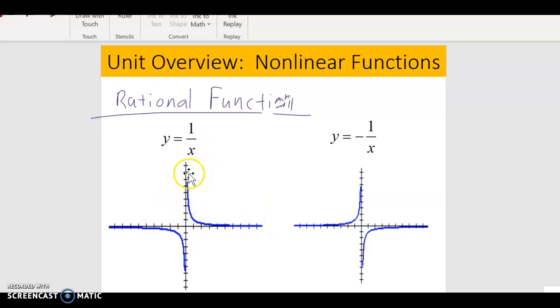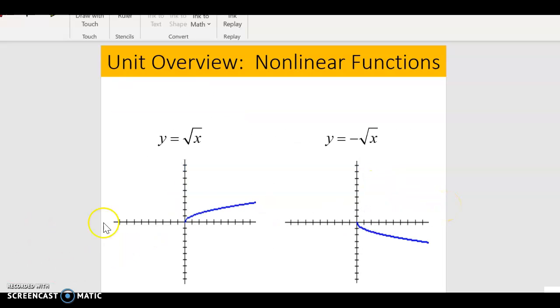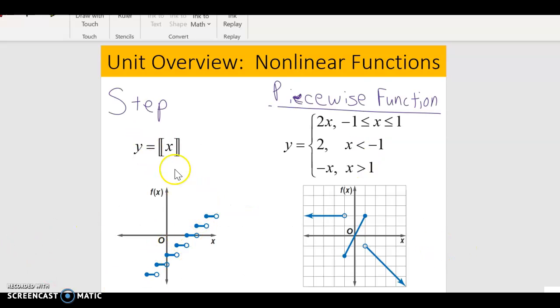Notice how x cannot be 0, so it jumps from 0. It doesn't touch 0, but it jumps. Exponentials grow, just like compound interest, or it goes down if it's negative, or if the exponent itself is negative, it goes down and just rides that line without touching it. Next is square roots. They grow, and negative square roots. Step functions look like little steps, and they have these little brackets around the x. And piecewise are literally pieces of lines, 3 pieces of lines.